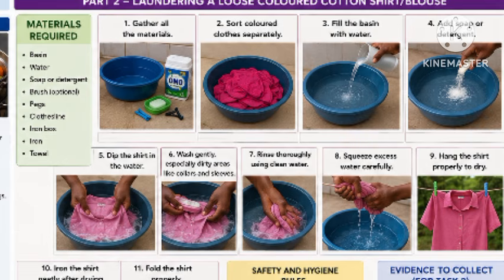Here is a sample of home science reflection you can use. Through this project, I learned proper hygiene and laundry skills. I learned how to wash and care for colored cotton clothes correctly. One challenge I faced was removing stubborn stains. The project helped me become more responsible and independent at home.